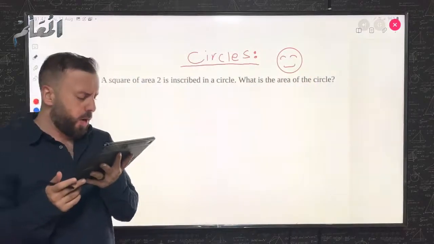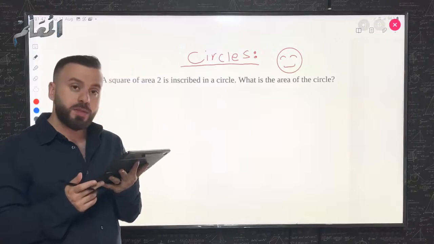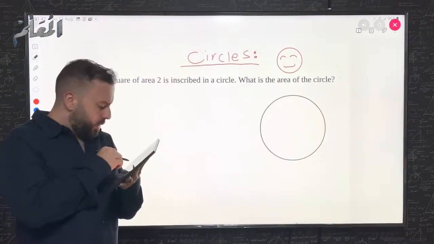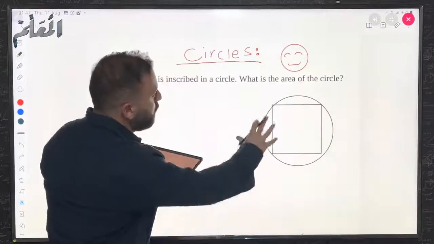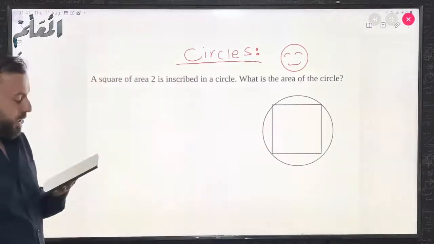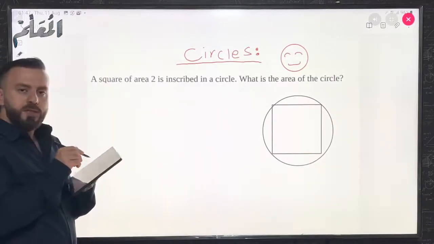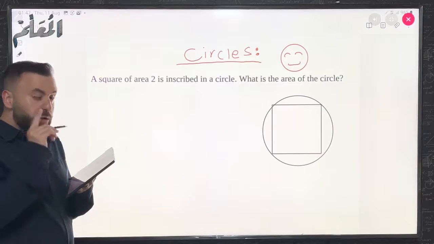A square of area 2 is inscribed inside a circle. So what is the area of the circle? Check this with me, guys. This is a circle and this is a square, approximately inscribed inside it. And the question is giving me information like the area of the square is 2.